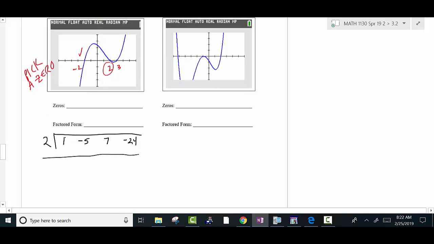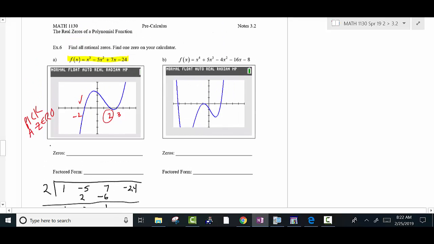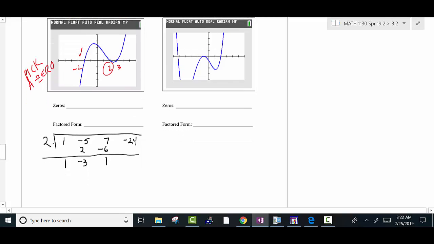Okay, so I'm going to bring down the 1. 2 times 1 is 2. Add the column, that's -3. Multiply, that's -6. Add, that's 1. What? No, did I miss something? That doesn't look like a 0 to me.